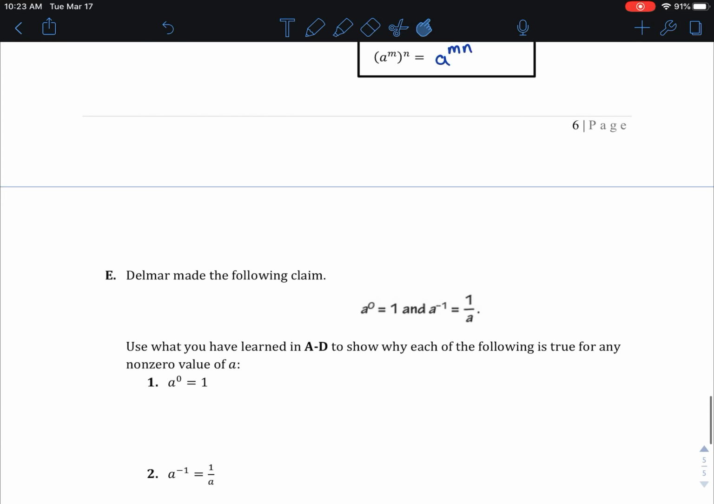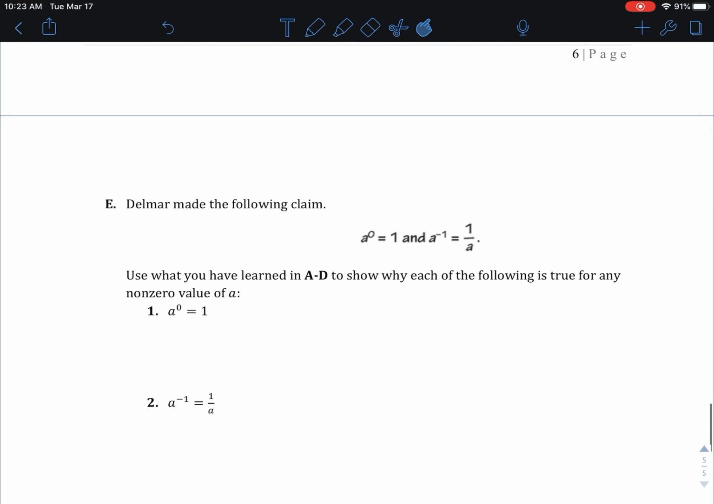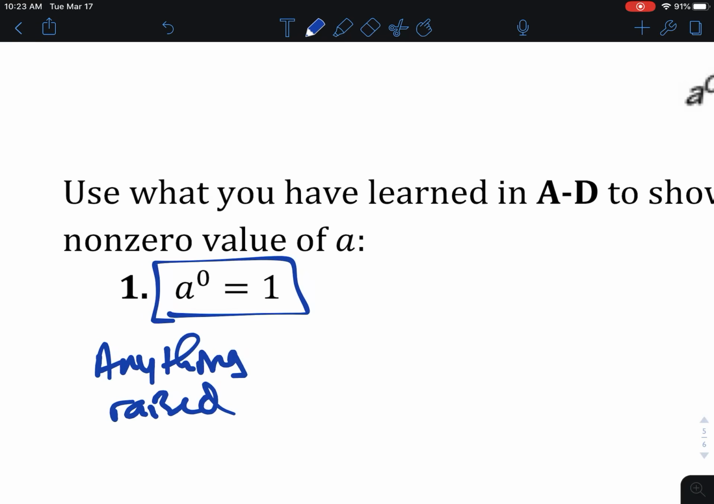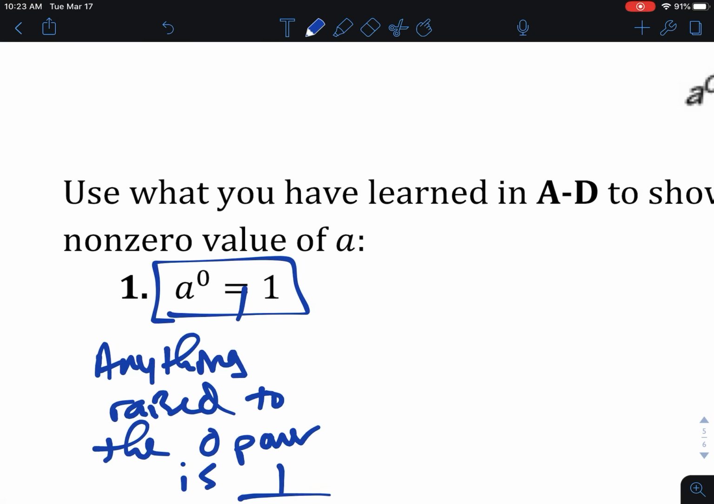The last part here, part E, some kind of strange rules. So we're going to use what we've done before to kind of prove that these things are true. And proofs in math are kind of tricky to figure out how to do. So let's see if we can figure this out. So a to the 0 is 1. So what that means is anything raised to the 0 power is 1, not 0, 1, which is kind of weird. People think it's 0, but it's actually 1. Let's see why that is.